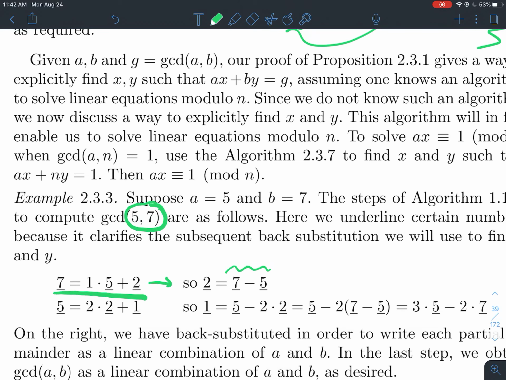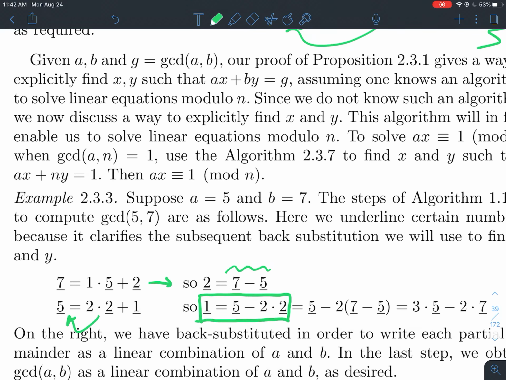Now I'm going to go to the next step in my division algorithm over on this side, and I'm going to solve this equation for 1, right? Because 1 is the remainder right here. So if I get 1 by itself, what would I do? I would subtract just to the other side. So I hope that you see this much so far.